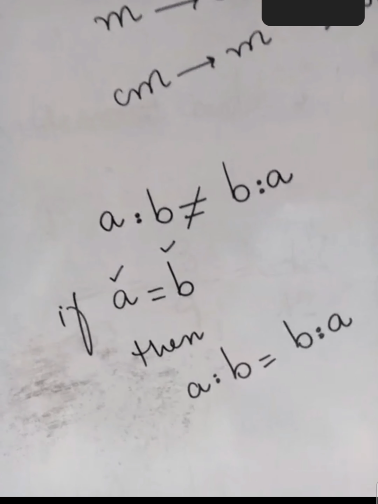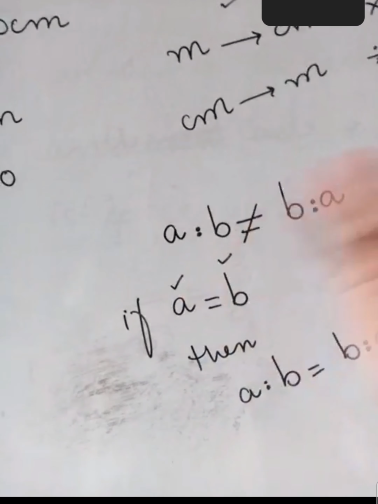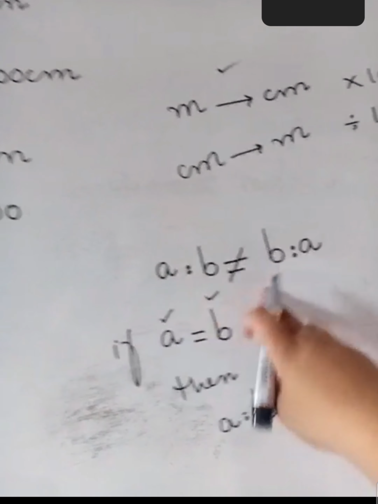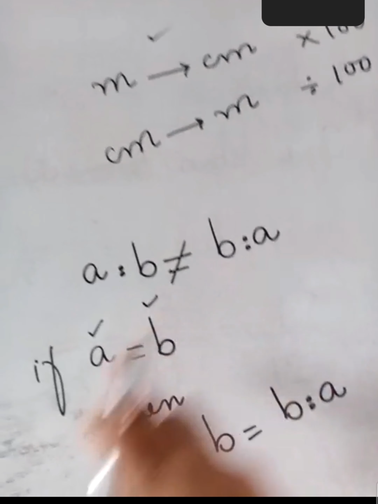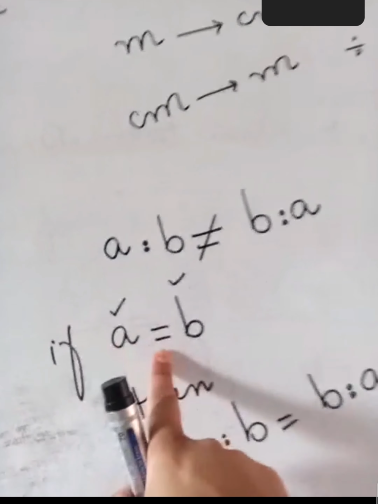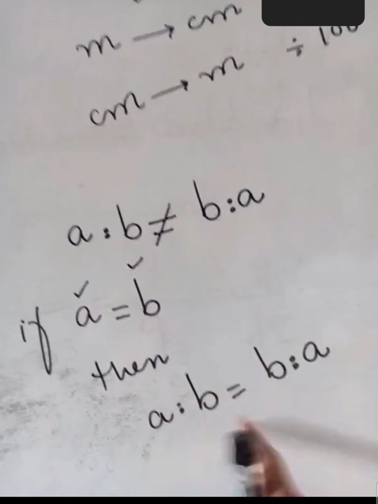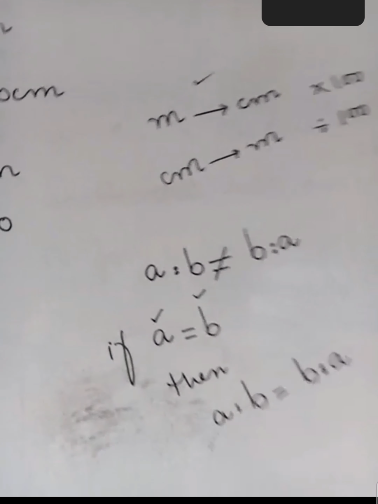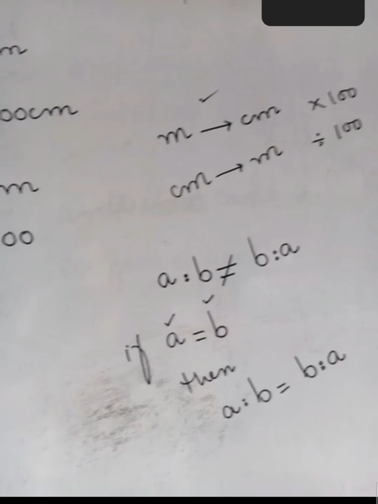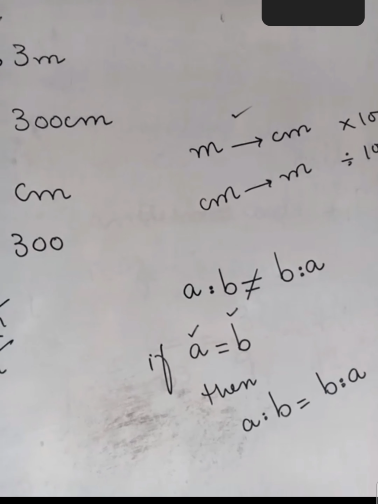Okay? Yes, ma'am. A and B are any two real numbers. A ratio B is not equal to B ratio A. It exists if and only if A is equal to B. Then you can say A ratio B is equal to B ratio A. Okay, done? Yes, ma'am. Okay, now come towards the next part.